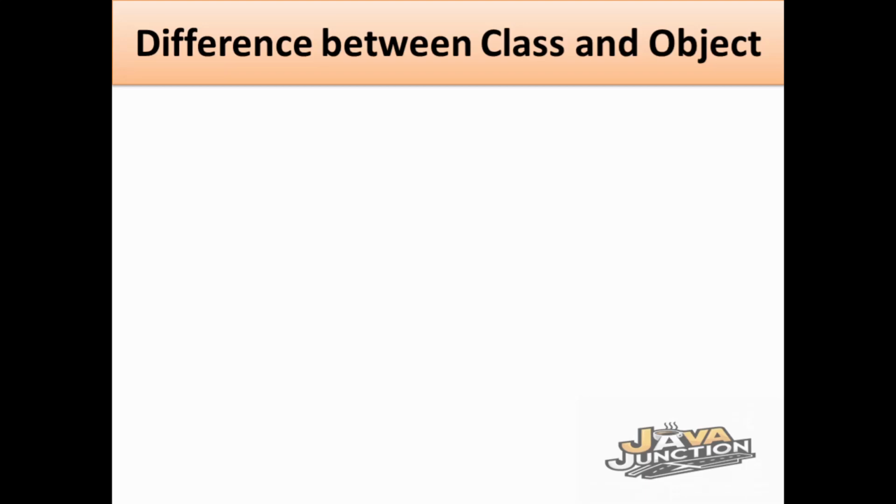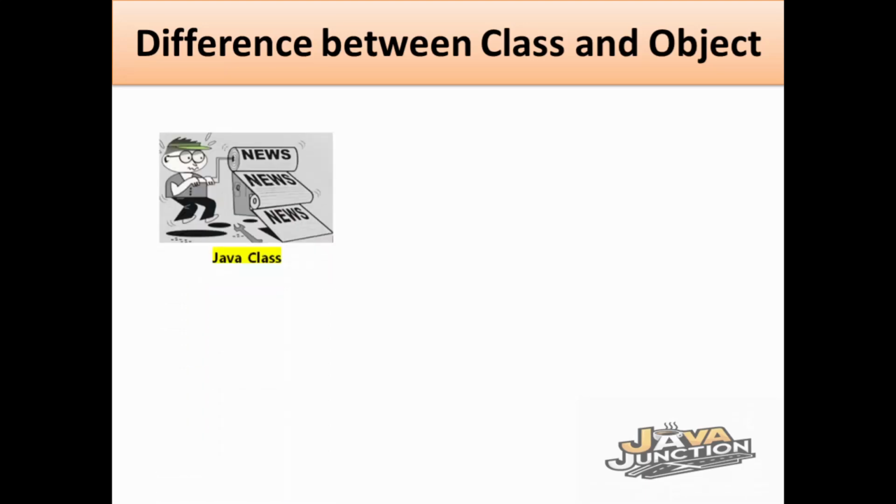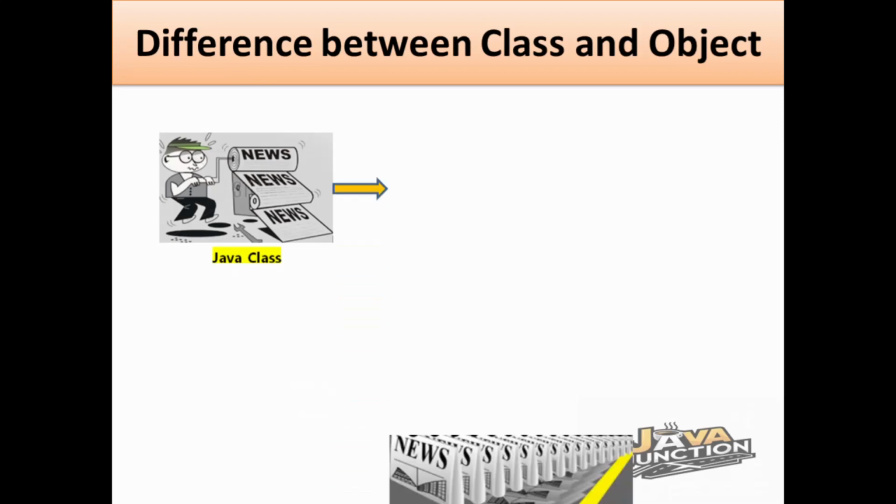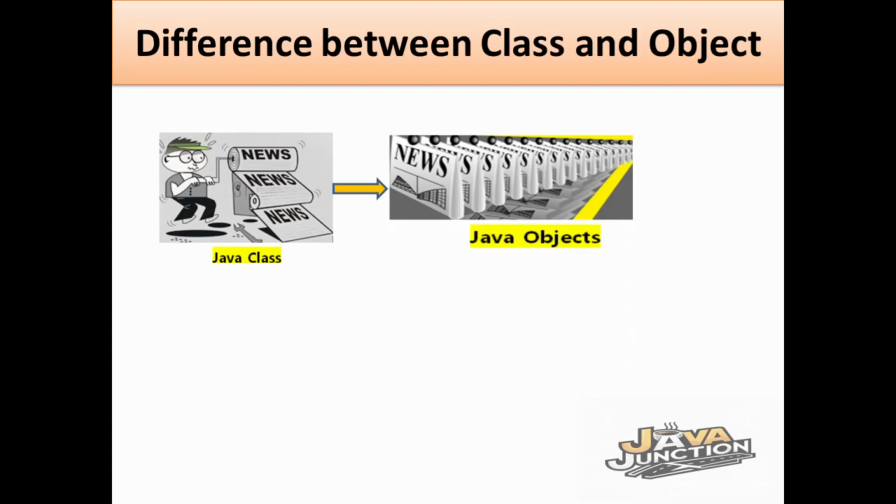Hello everyone. In this video, I am going to explain the difference between the class and object in Java. So what is the class? Class is nothing but a blueprint of every object. Here I am taking one example, news and newspapers.